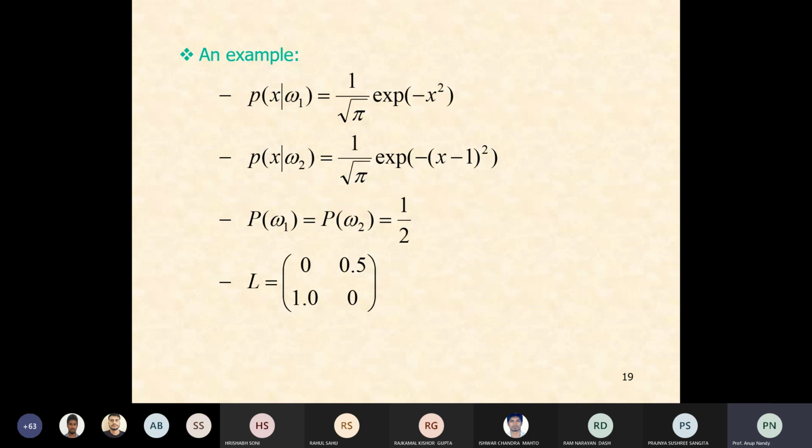Sir, as lambda 12 is 0.5, it will move towards the left. Towards the left, okay, yes, the threshold moves towards the left. Very good. Okay, and what will be the value? Left of, so you need to consider some value. x naught will be some value. Yes, sir. What will be the threshold?